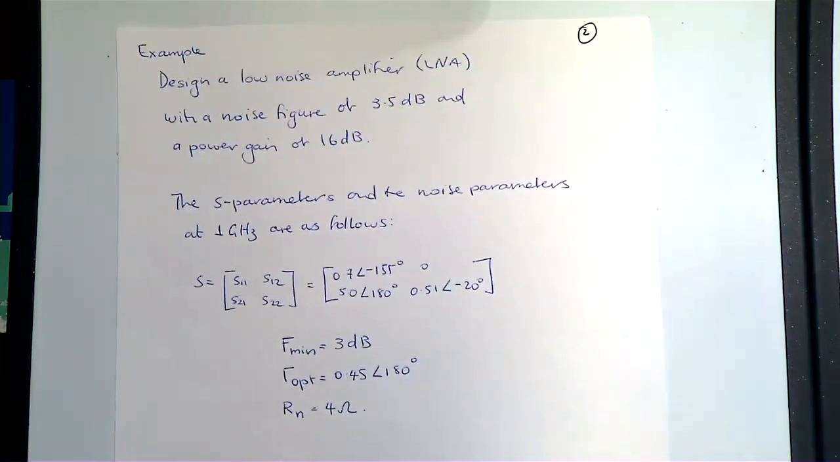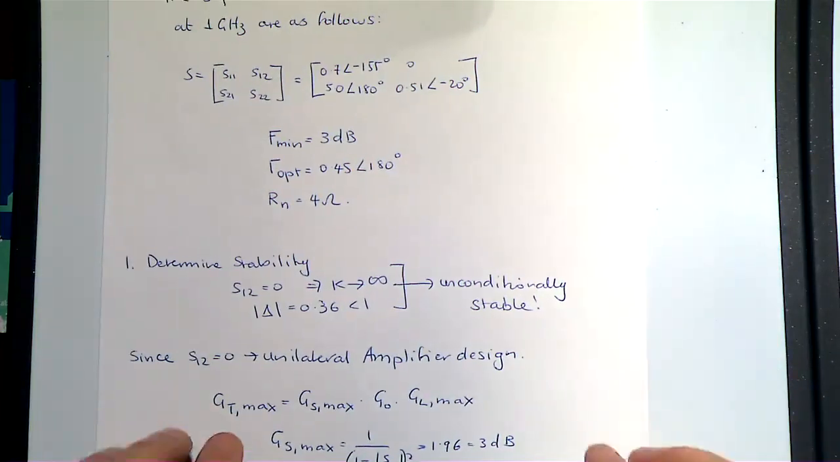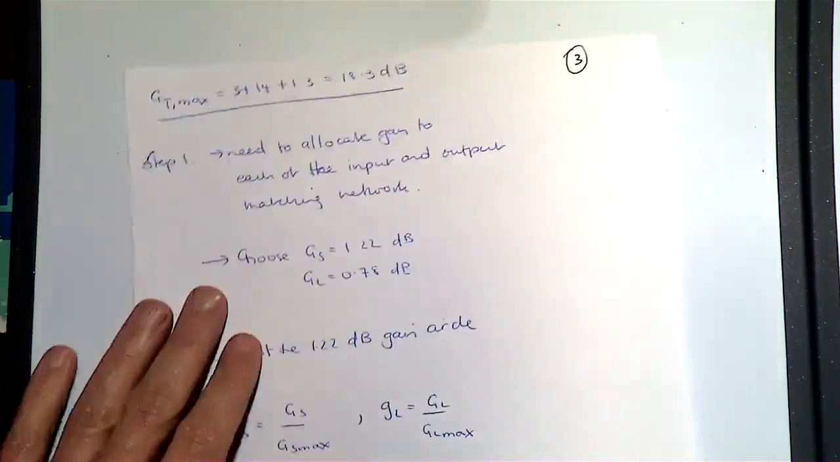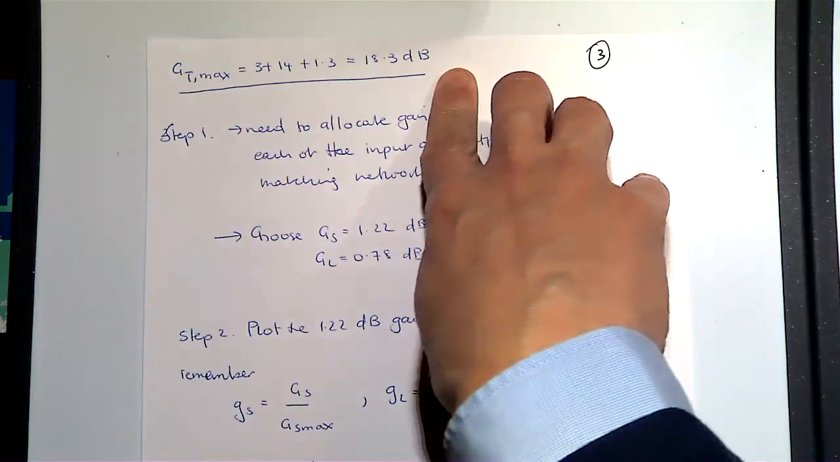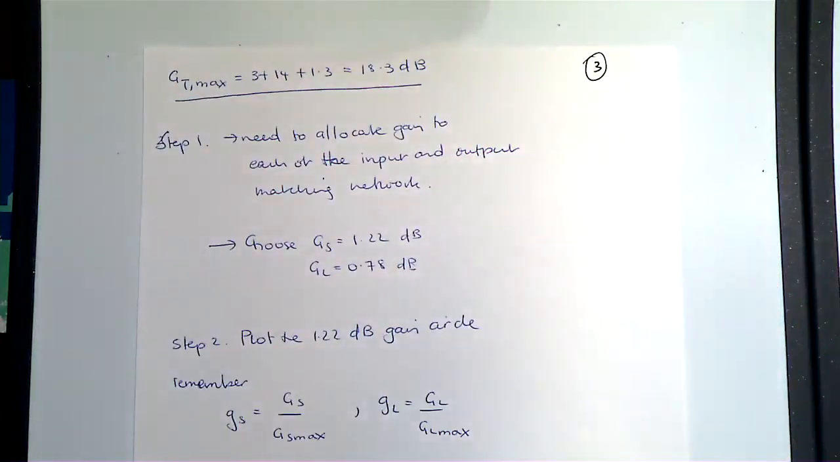Okay. So we've worked out GT with GT max, and we know what GS max, G naught, and GL are. Excellent. So we know what the overall maximum gain is going to be. The next thing we've got to do is allocate gain: how much do we allocate to the source and how much to the load? Remember, in terms of noise figure, it's only the source network which contributes to the overall noise figure. The load network doesn't do anything as far as the noise figure is concerned.